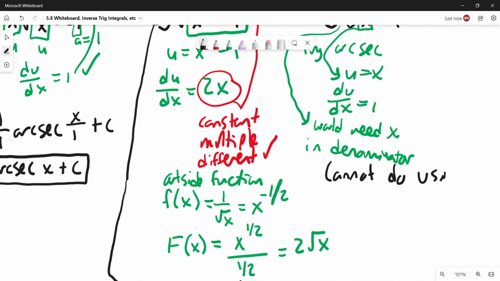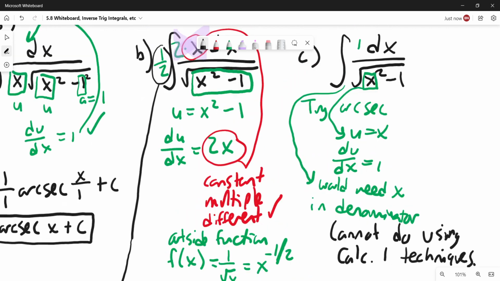do using Calc 1 techniques. All right, again, on the AP test and on my tests, you're not going to have this as an answer. So don't try to put this as an answer. It's going to be wrong.